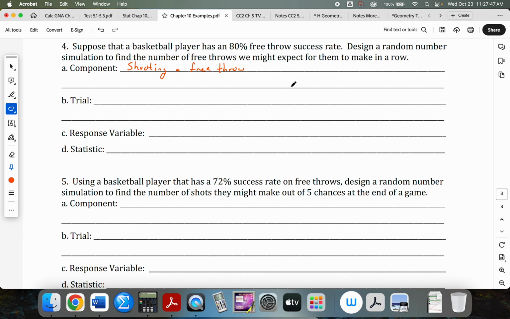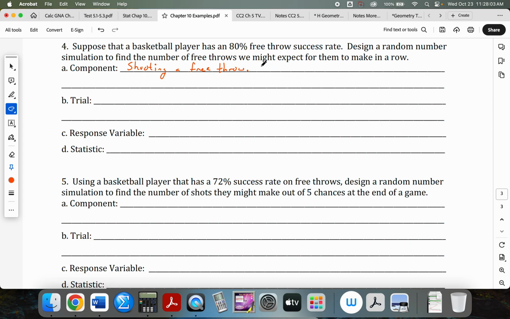How are we going to simulate that? 0 through 7 is making it, and 8 through 9 is missing. Okay, we could do it that way. There's more than one right way to do it, but yeah.